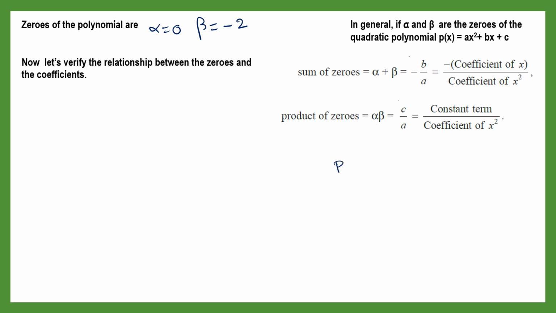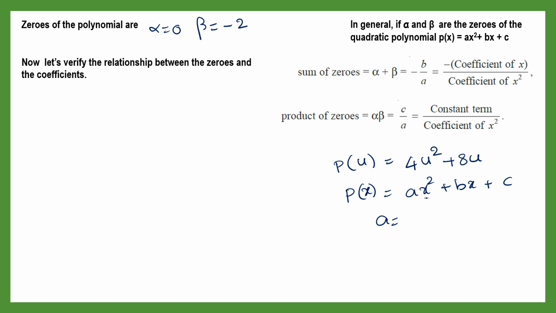Now the given question is p of u is equal to 4u square plus 8u. Now we know the general form of the equation, p of x is equal to ax square plus bx plus c. Whatever the variable, it is the same. Just compare. A is equal to what? Here u square, here also you can consider u square, so a is equal to 4. B is equal to bx, here 8u.